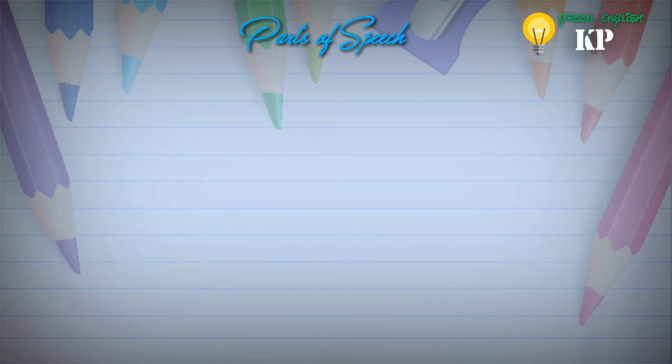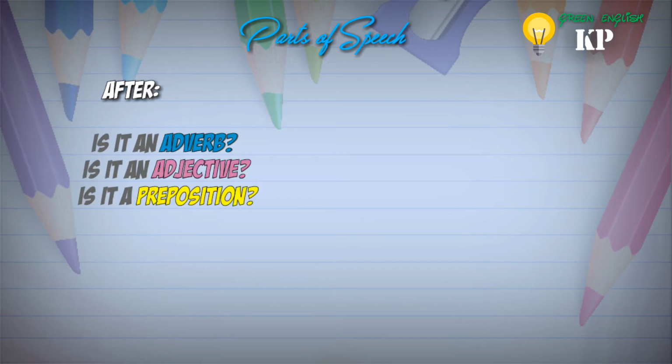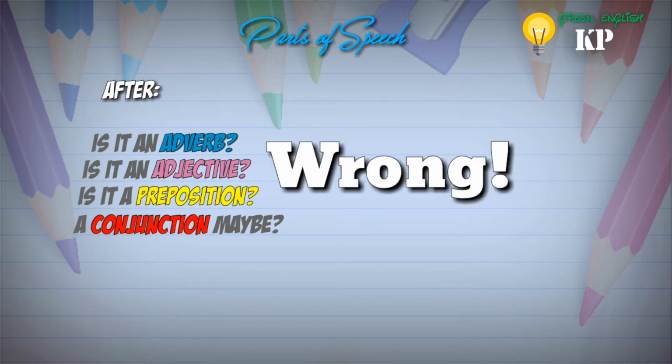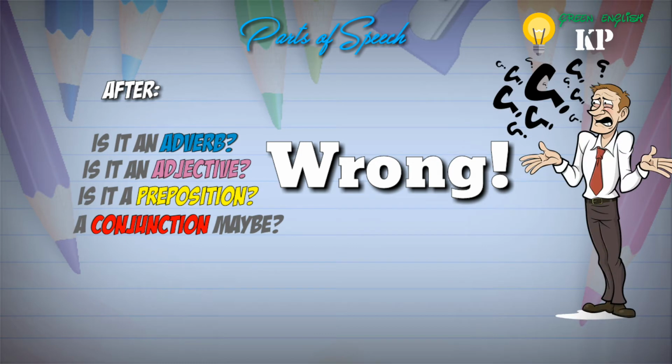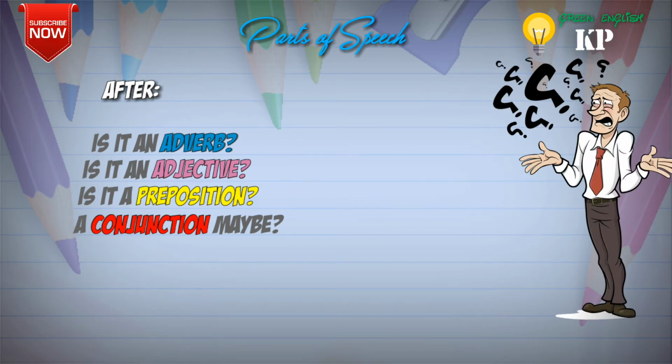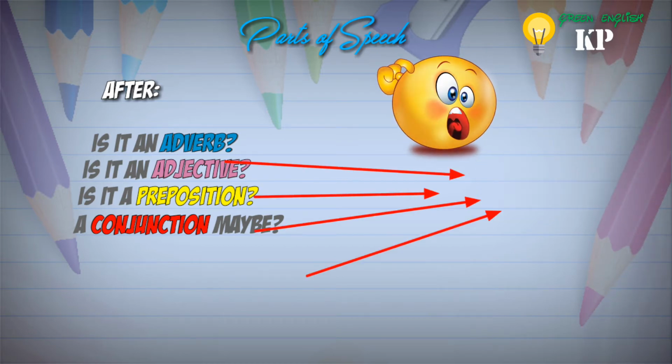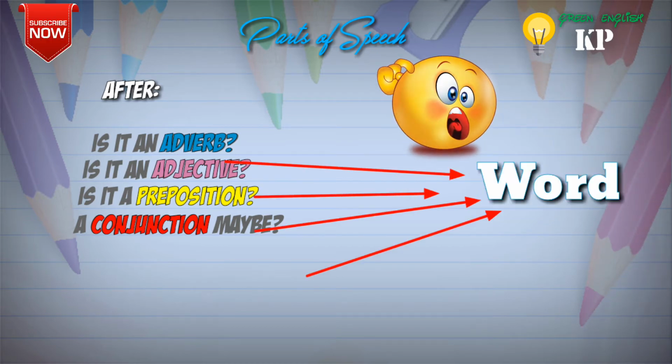Before we go on to study parts of speech, let's consider this example first. Look at the word after. Now tell me, is it an adverb? Is it an adjective? Is it a preposition? Or a conjunction maybe? If you said yes to any of these questions, you are wrong. Confused? Well, don't be. Now let me tell you. The answer to all of these questions is, it's a word. Yes, you heard it correctly. It's a word and only a word.